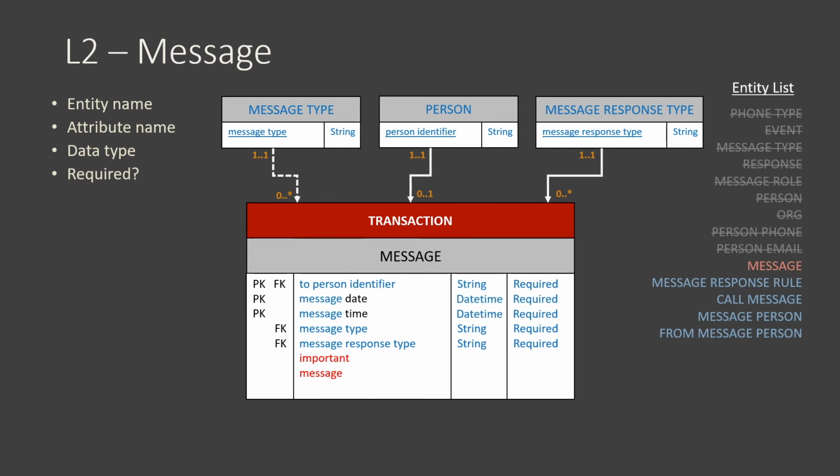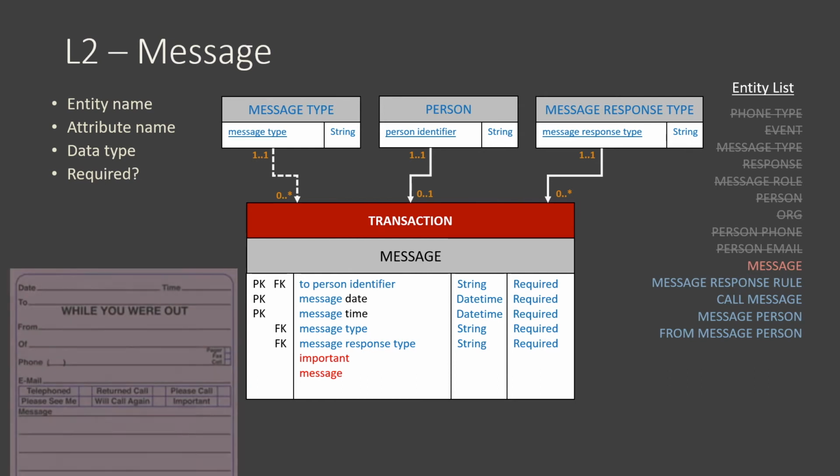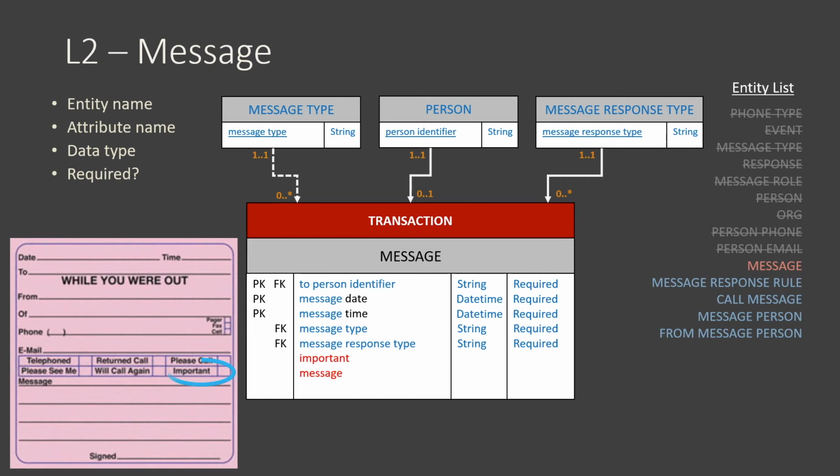For the attribute named important, the team reviews the while you're out form to see its usage. It appears to be a checkbox field, which can be marked or left blank. This is a binary state and can be represented by the flag class word, which is defined with a string data type and required indicator, since it will have a default value of no.